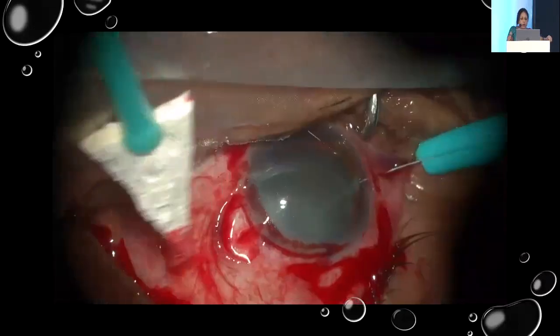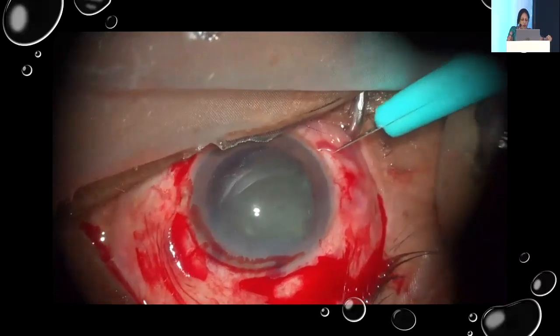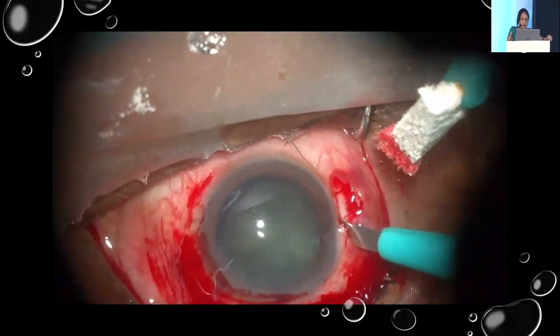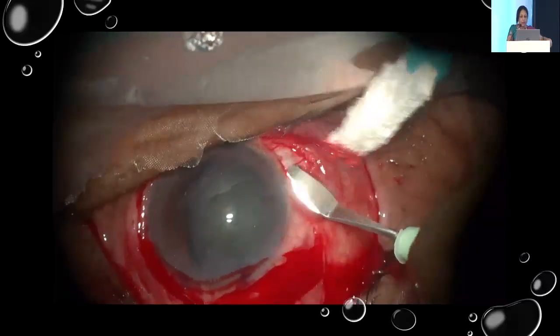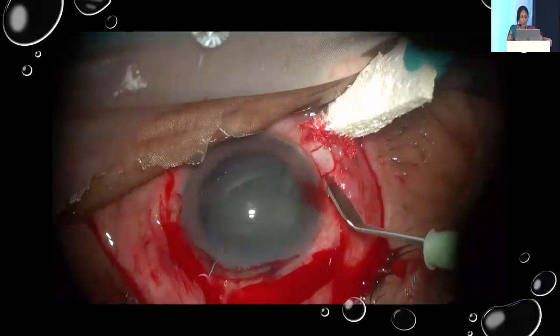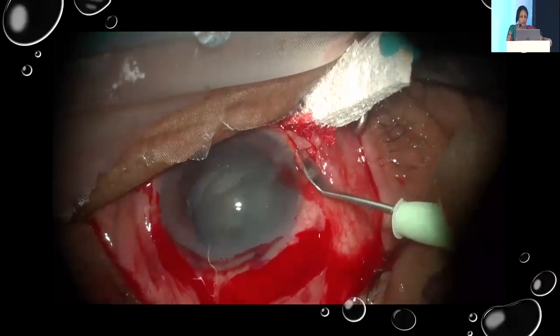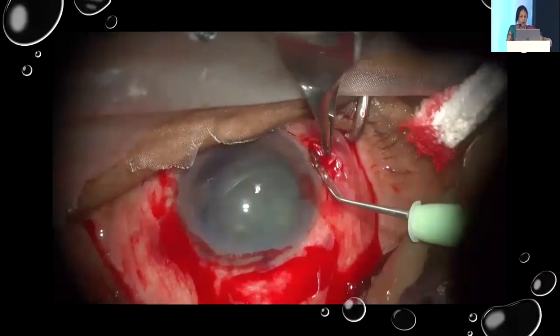So what I do is, I place an infusion cannula so that my lens is pushed upwards. So these are the pre-placed partial thickness scleral flaps which I have created. And you can see the lens is quite unstable and is just ready to fall, one mistake and it is done.